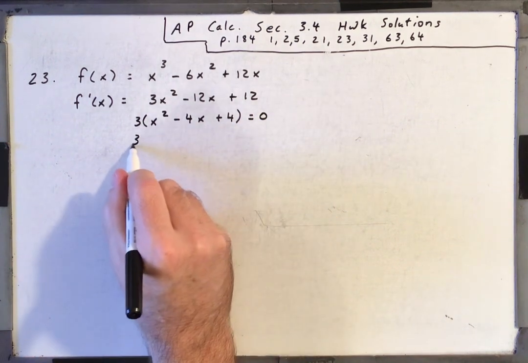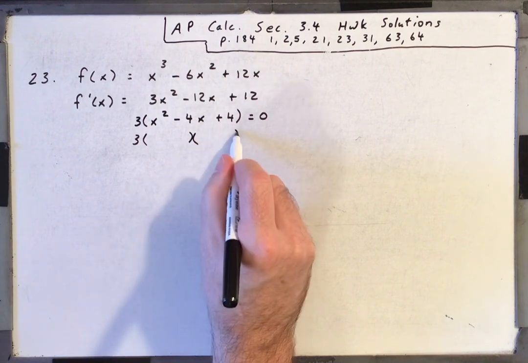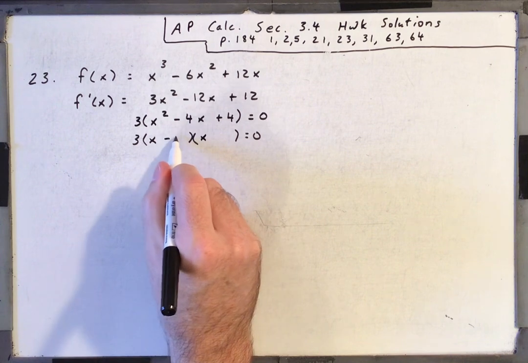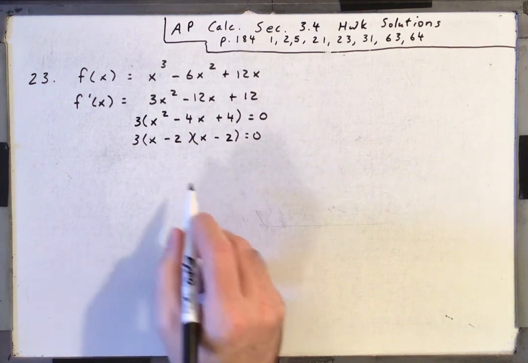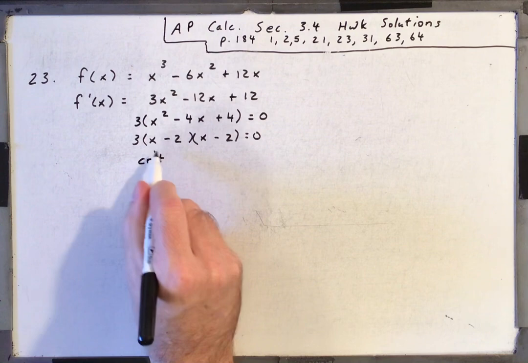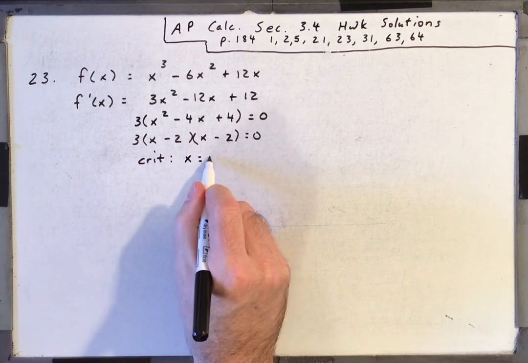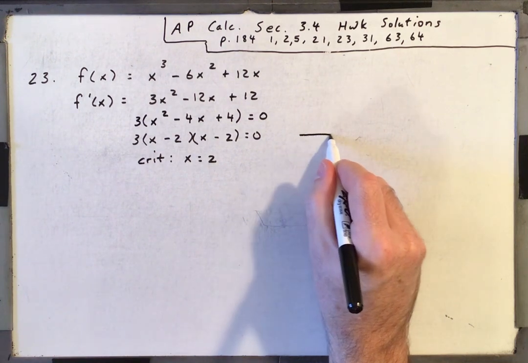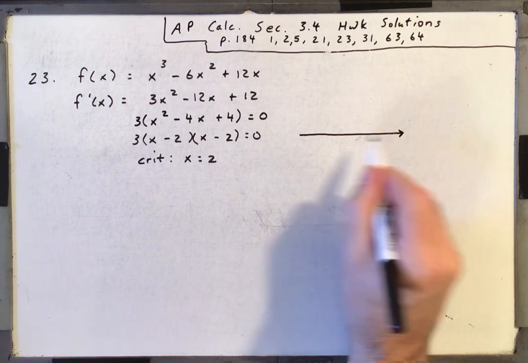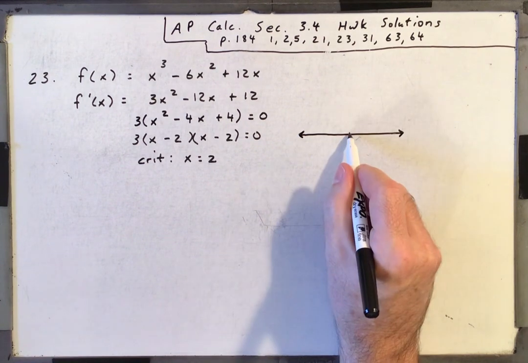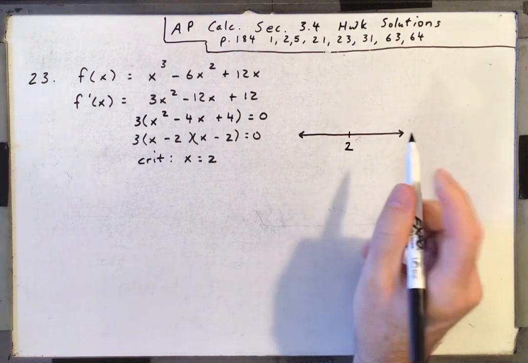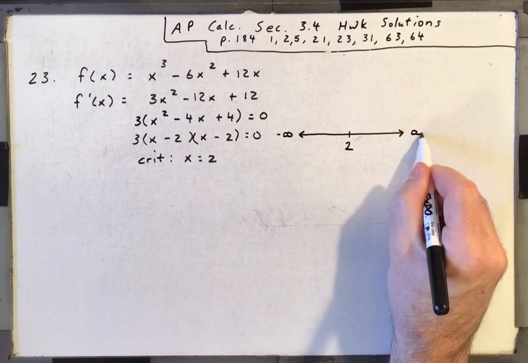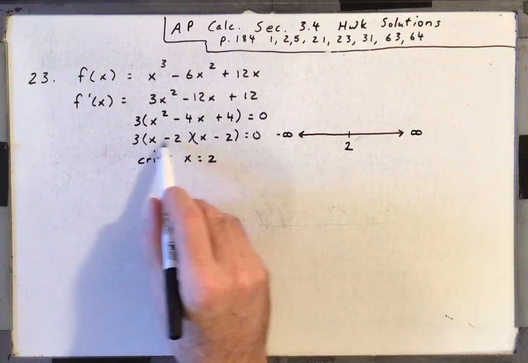Set that equal to 0. And then we can factor that trinomial. So x, and I think minus 2, minus 2. So our critical point occurs at x equals 2. So we only have one, so that's going to make this a little easier. Put a 2 there, negative infinity to positive infinity. I like to put it next to the factored version.